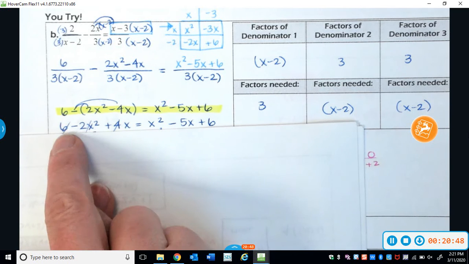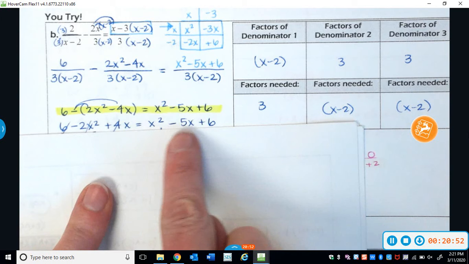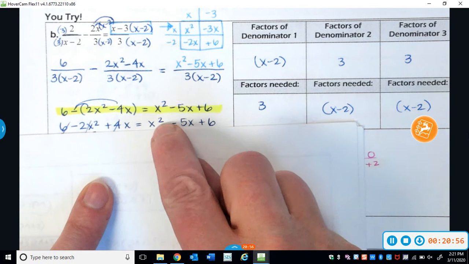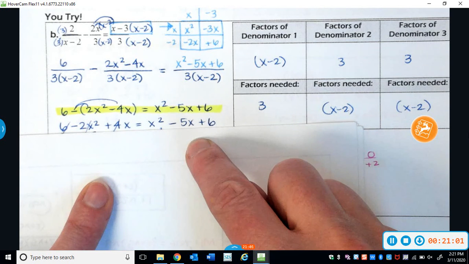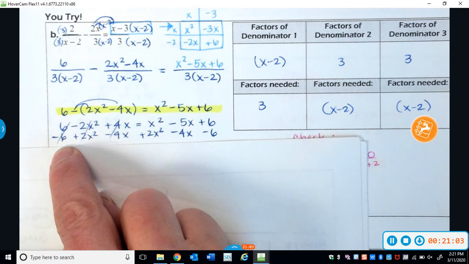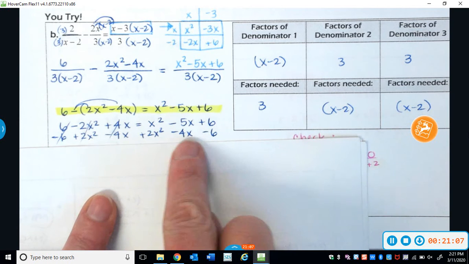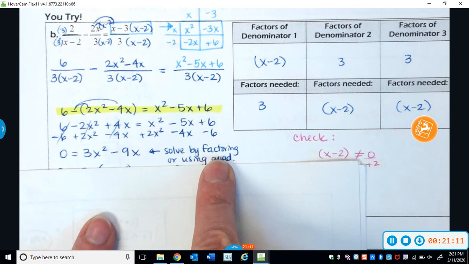So what I did is I went ahead and thought about inverse operations to get rid of these 3 terms and bring them over here. The reason I chose to bring things to this side of the equal sign is it's easiest to work with an x squared that's positive. So since it's positive here, I'm going to bring everything else over. So I'd be subtracting 6, adding 2x squared, and subtracting 4x. And I did that over here as well. So when I combine all my like terms, I ended up with this.